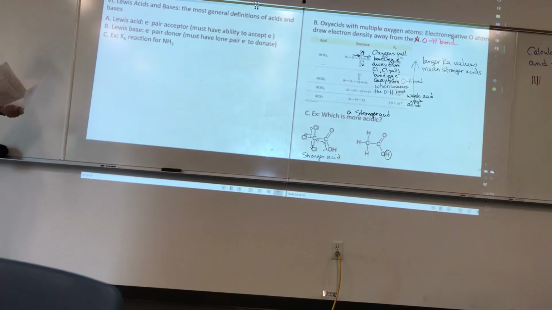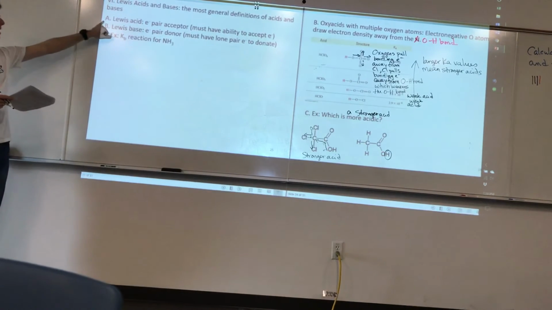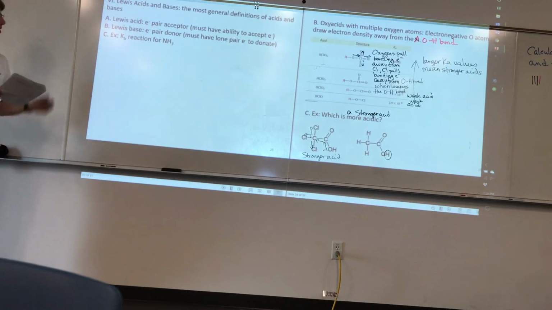Final topic of this chapter, Lewis acids and bases. Lewis acids and bases are the most general definitions of acids and bases. A Lewis acid is an electron pair acceptor. It must have the ability to accept electrons. A Lewis base is an electron pair donor.